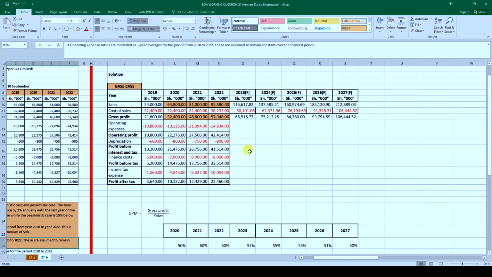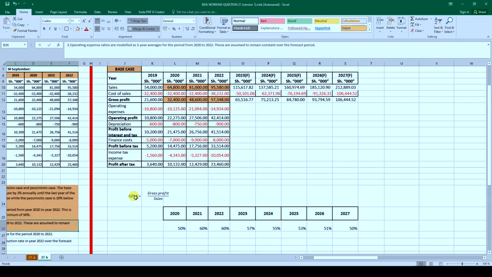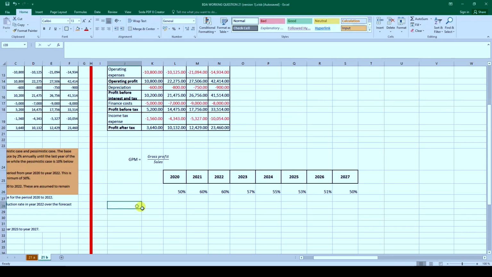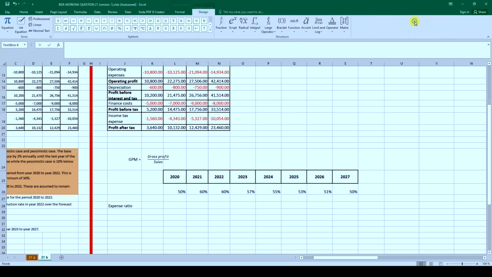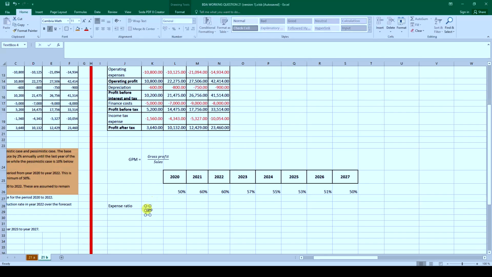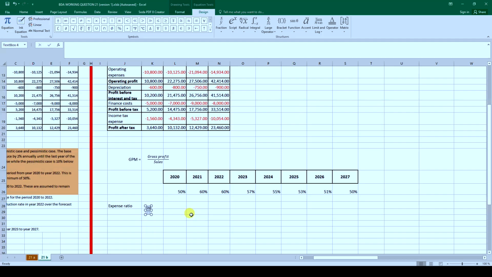So operating expenses, expense ratio. These workings over here are gross profit margin. Now here is the expense ratio working. So expenses over sales, or operating expenses over sales. You can just take this, put it over here, just pick the expenses, then you divide by the sales.